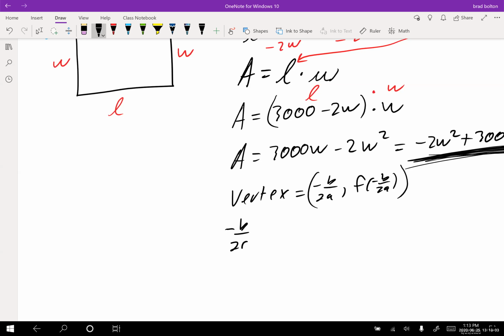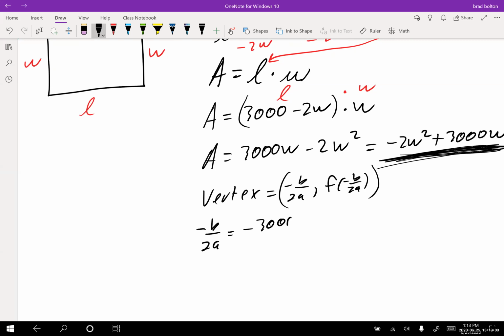So negative b over 2a would be negative 3,000 over 2 times a, but a is negative 2. So all I'm going to do is 3,000 divided by 4, and I get 750. So that means, and remember, this is technically A based on W. This is A of W. Normally, you know how you find f of x? This is my x and this is my y. But in this problem, because we're not dealing with x and y, this is my W and this is my area. So I just found my W.